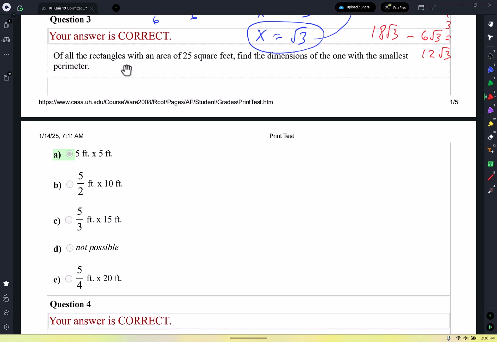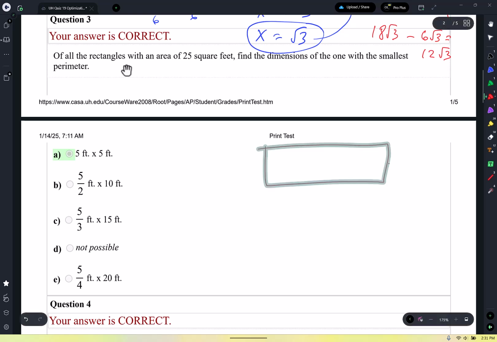Okay. Thank you. Of all the rectangles with an area of 25 square feet, find the dimensions of the one with the smallest perimeter. If you know enough geometry, you know that that's going to be a square. But if you don't know that, then pretend you don't know that. So here we go. So here is a rectangle. And that's what they tell me. It's a rectangle, right?